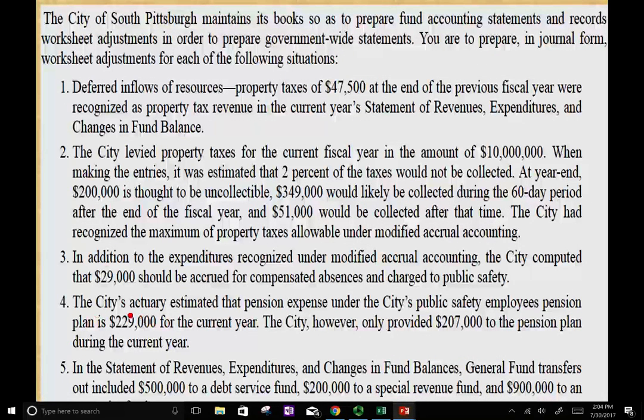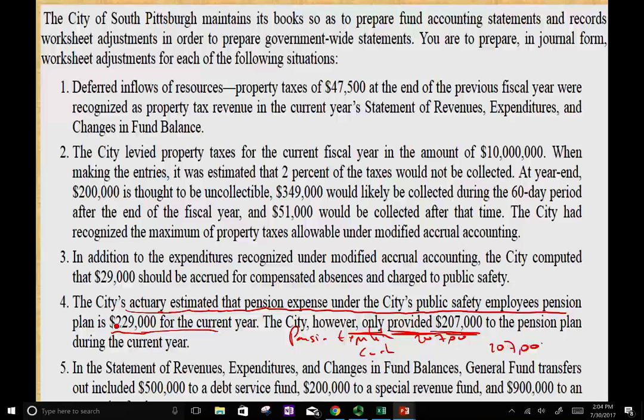Now, the city actuary estimated that pension expense under the city public safety employee pension is $229,000 for the current year. The city, however, only provided $207,000 to the pension plan during the current year. So here's what happened. Remember when we did pension, we said under the modified accrual we only expense the amount that we contributed. We only provided $207,000. Therefore, we debited pension expenditure $207,000 and credited cash $207,000. But the amount was $229,000. So for accrual purposes, we need to recognize the full $229,000. So what we are missing is $22,000.